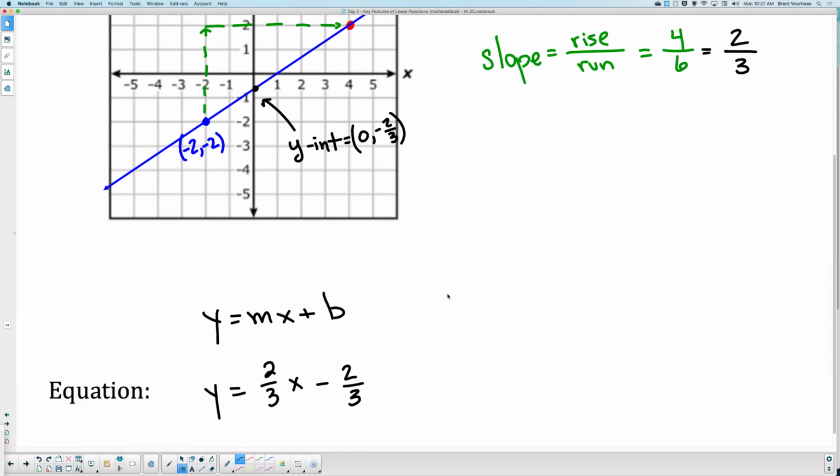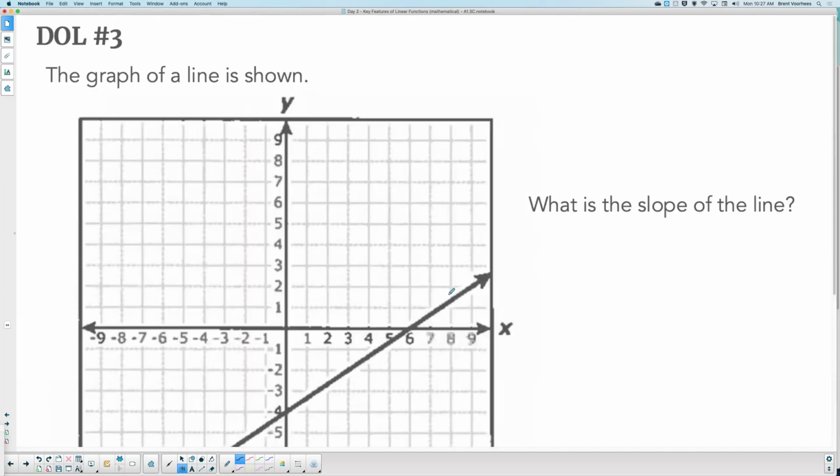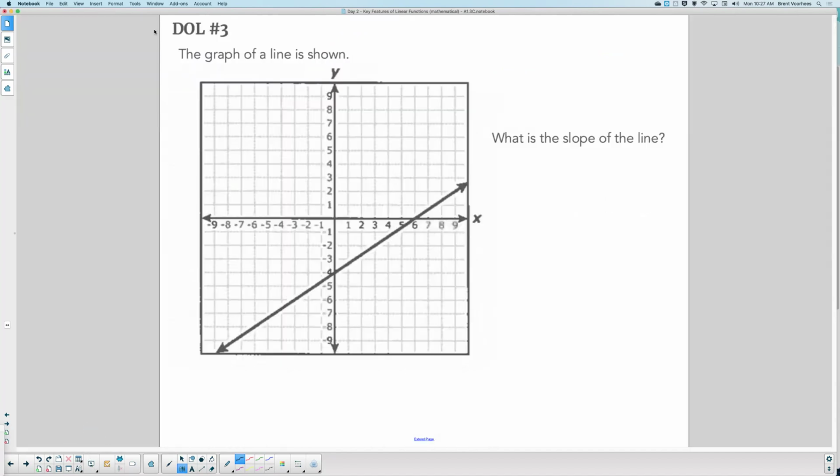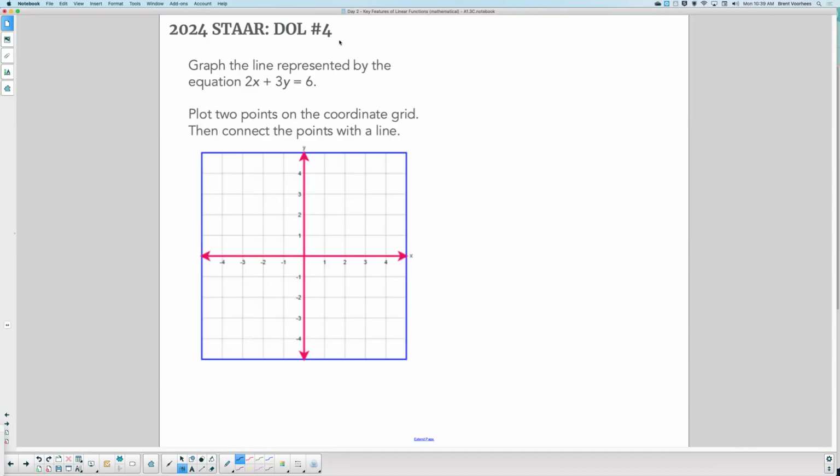All right, with that, we have done our examples. And this brings us to our third DOL. DOL number 3 here, what is the slope of the line? And now your last one, try DOL number 4. We want to graph this line.